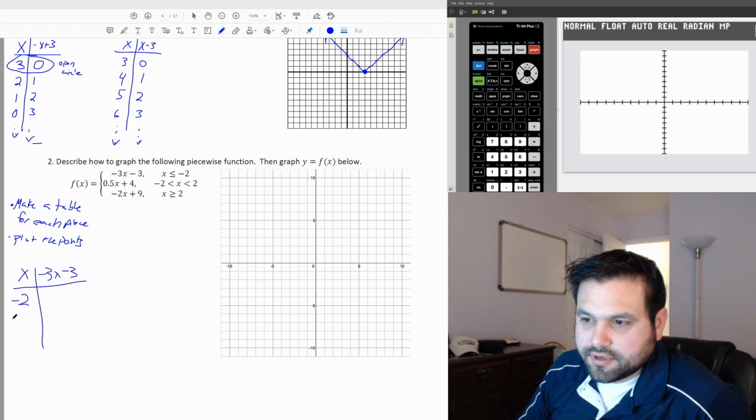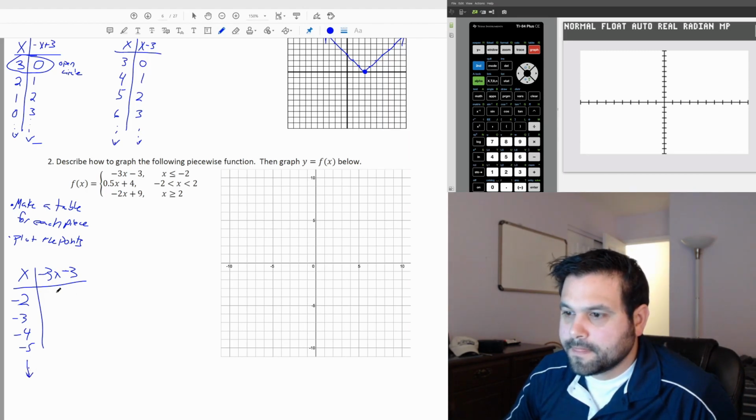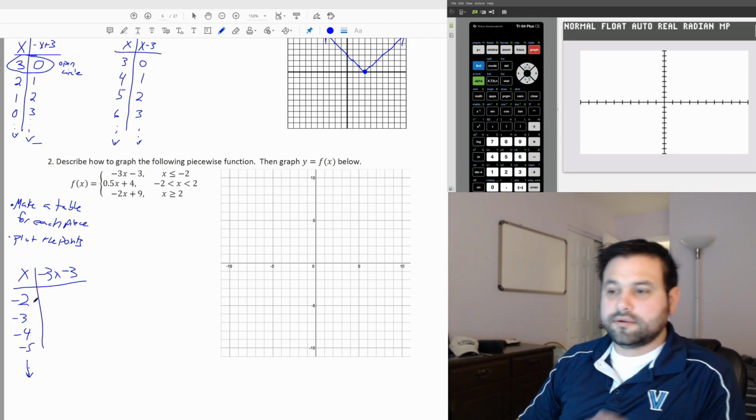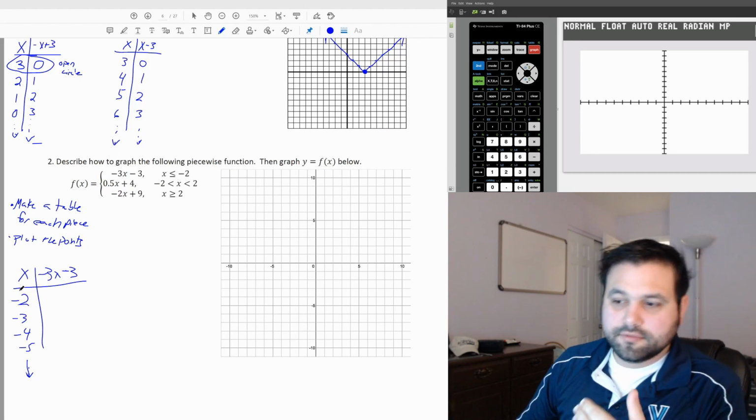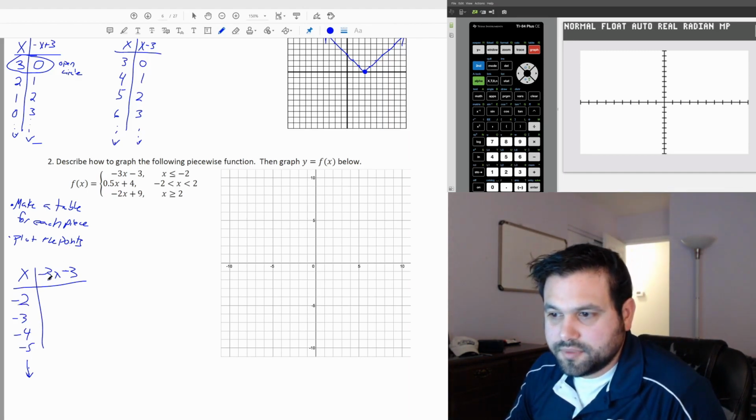So negative 2, negative 3, negative 4, negative 5, and so on. Arrow. Plug this in. So we can use our calculator if we want. Plug that in, look at the table, copy down what we see in the table in the calculator. Okay, so this would be 6 minus 3, and then 9 minus 3, 12 minus 3, and so on.